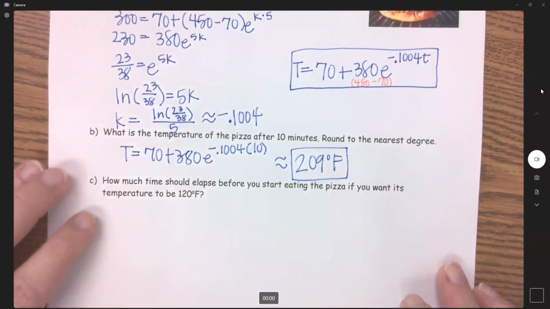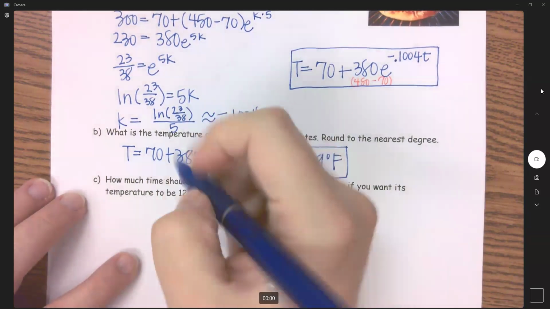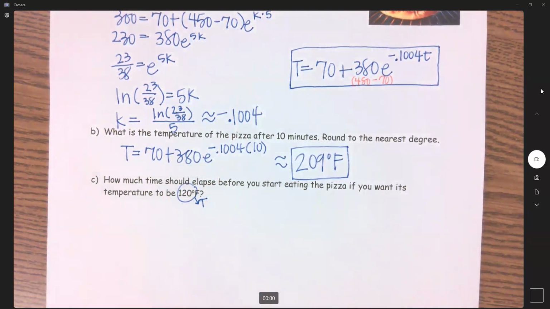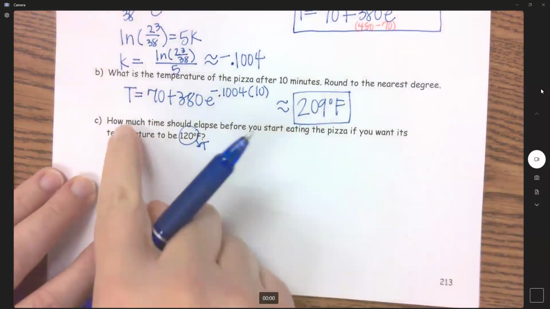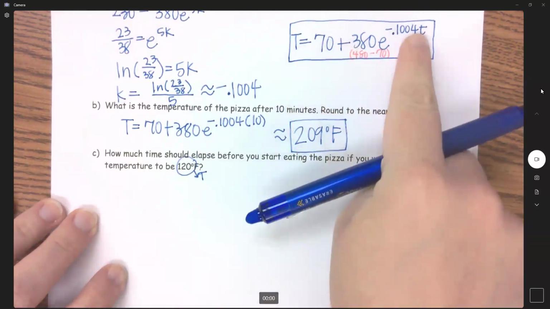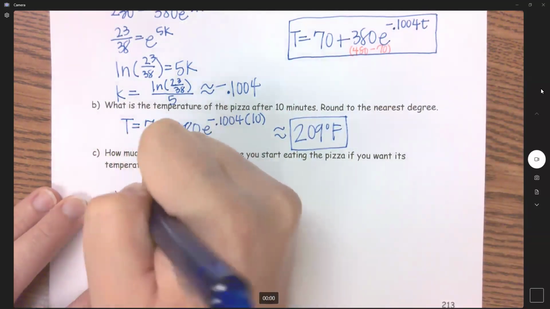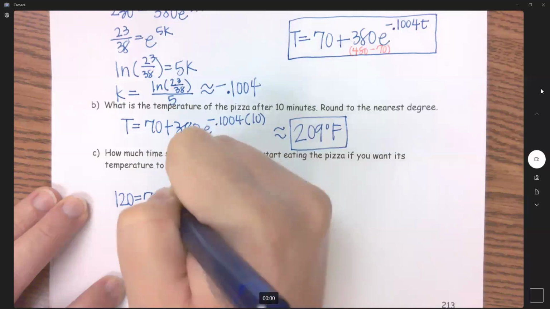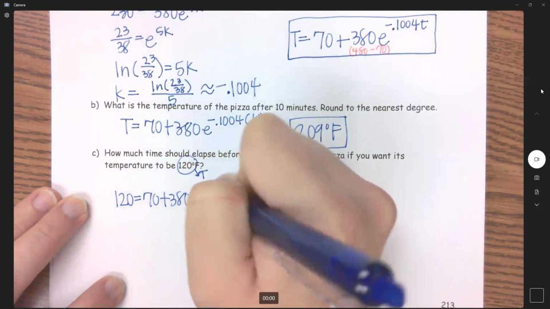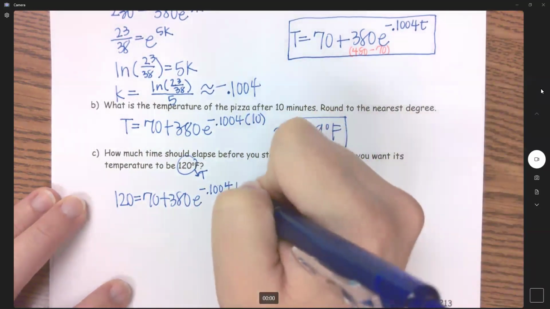And then how much time should elapse before you start eating the pizza if you want the temperature to be 120 degrees Fahrenheit? So there is my T. In this formula here, plug in 120 here, and we're solving for this t here. So I've got 120 equals 70 plus 380 e to the negative 0.1004 t.